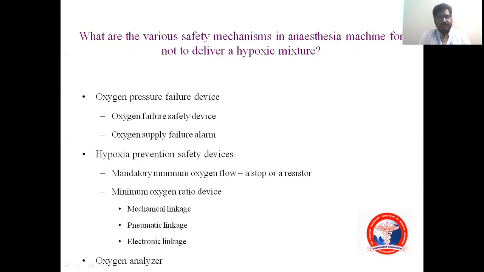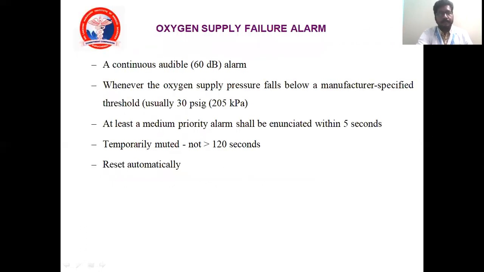We have the oxygen pressure failure device, which includes the oxygen pressure safety device and oxygen supply failure alarm. The hypoxia prevention safety device includes mandatory minimal oxygen flow and minimum oxygen ratio device. We have link 25 in Datex Omega devices, and the oxygen analyzer.